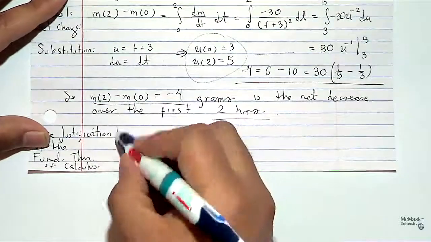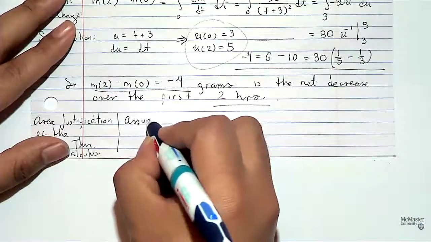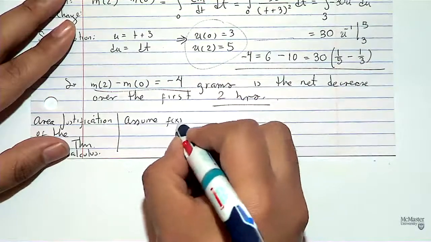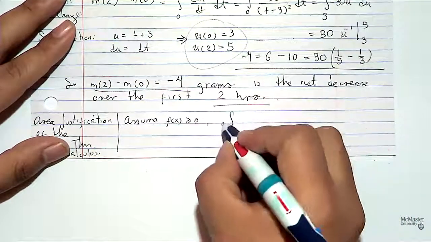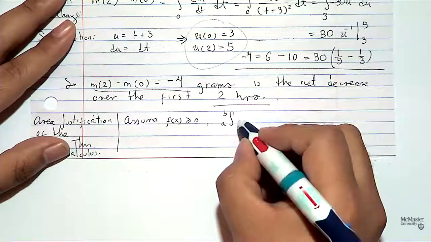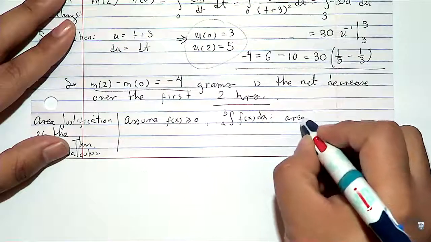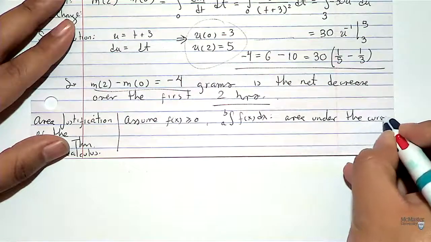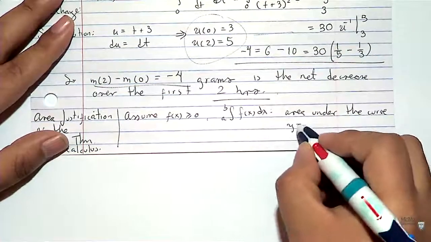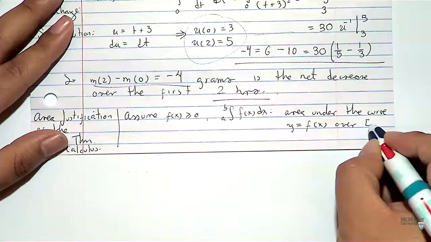And so, you have the following information: you assume that you have a function which is non-negative, so it's greater or equal to 0, and you already know that the integral from a to b of f of x dx is the area under the curve y equal to f of x over the interval a b.